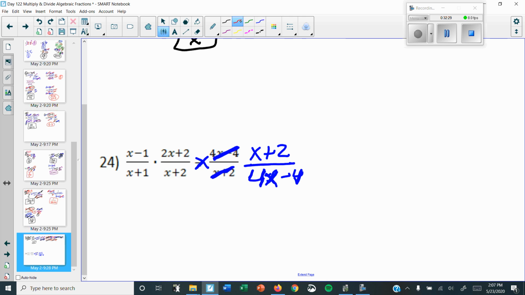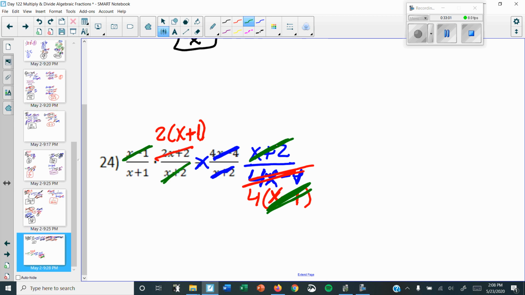Okay, let's factor if we can. We can take a 2 out of here. Cross that off. Yeah, don't forget to cross them off as you go. This one, you can take a 4 out. All right. There's nothing else I can see that we can do, so let's do this. X minus 1, x minus 1, x plus 2, x plus 2, x plus 1, x plus 1.